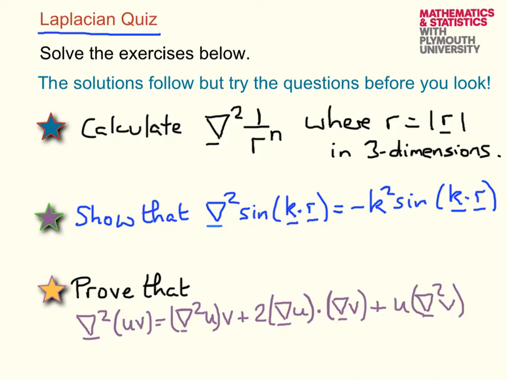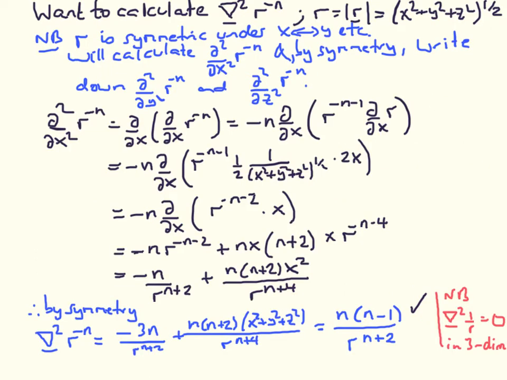Okay, welcome back. Let's look at the answer to this question here. On this slide, I've written out the answer to the first question, and I'm just going to talk you through it. So we want to calculate the Laplacian applied to r to the minus n, where r is the modulus of the position vector r, and that means that r is the square root of x squared plus y squared plus z squared. This, as I say, is working in 3 dimensions.